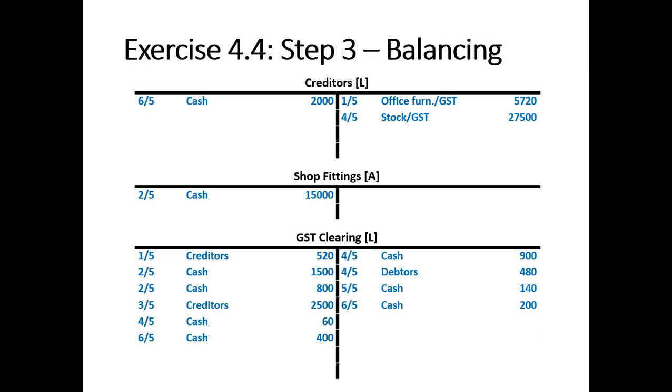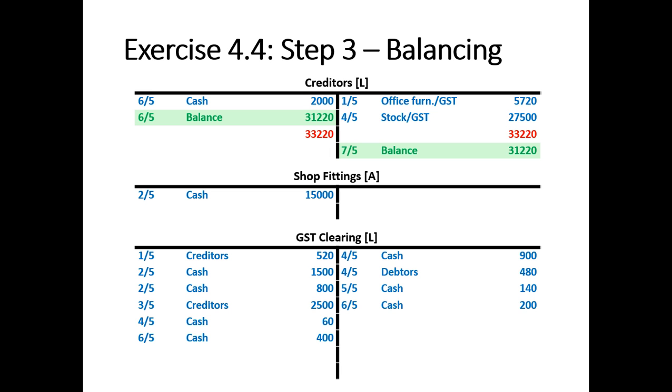So we'll look at creditors. Creditors are a liability, they're always going to have a credit balance. So in this case we've got a total on the credit side of 33,220. We put that on the debit side as well. We'll then subtract away the $2,000 here, and that'll give us a total of 31,220, and we'll carry that balance down on the first day of next period. Shop fittings don't need to be balanced.